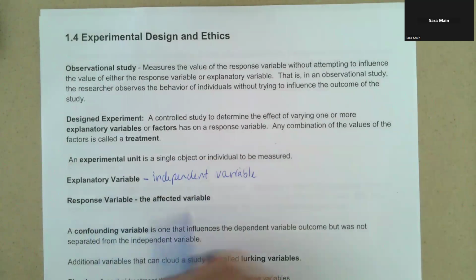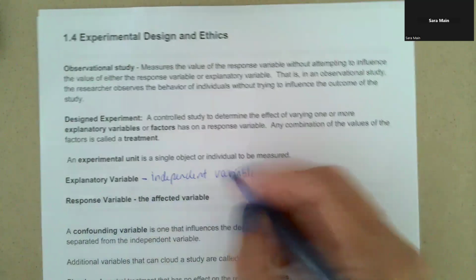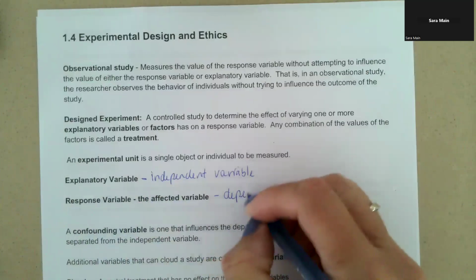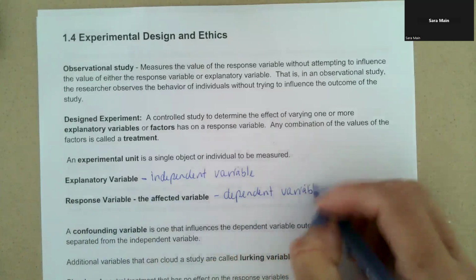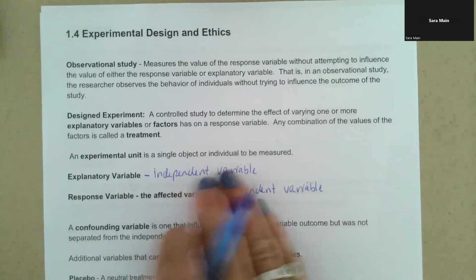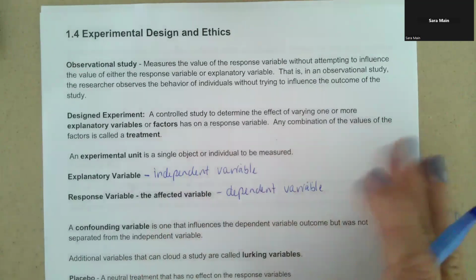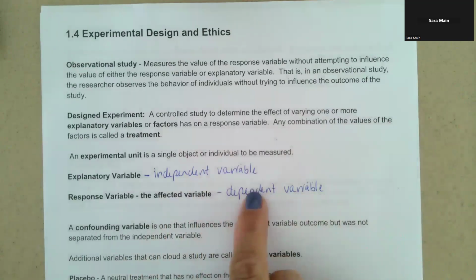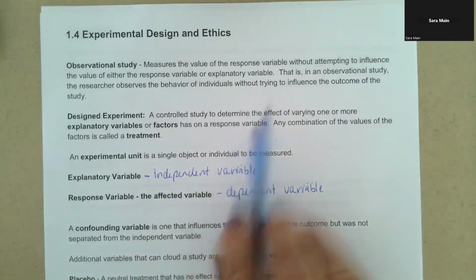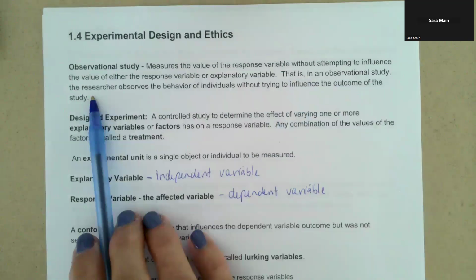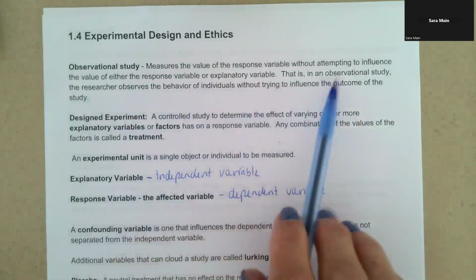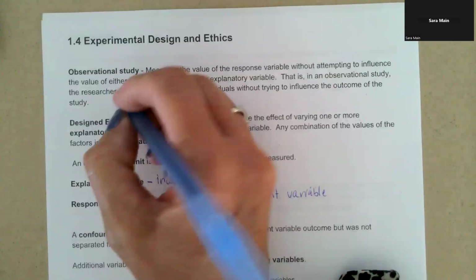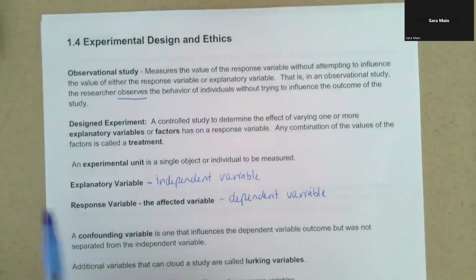The response variable is the affected variable. So this is in algebra what we would call the dependent variable. So the independent variable may have some causal, and I'm loosely using the word causal, relationship to the dependent variable. Okay. So in an observational study, the researcher observes the behavior of individuals without trying to influence the outcome of the study. Observes. That's the key there.